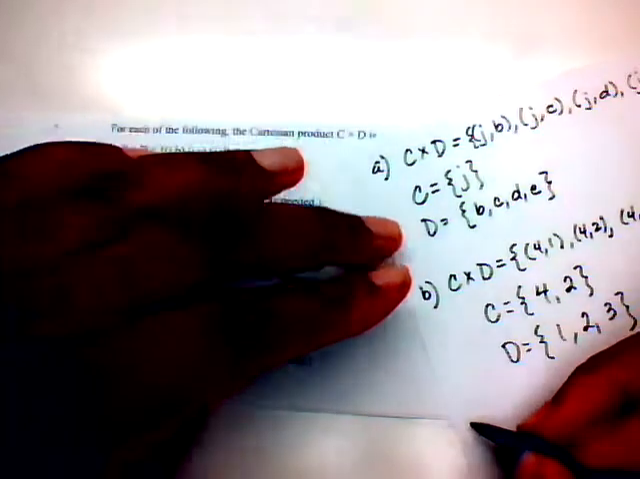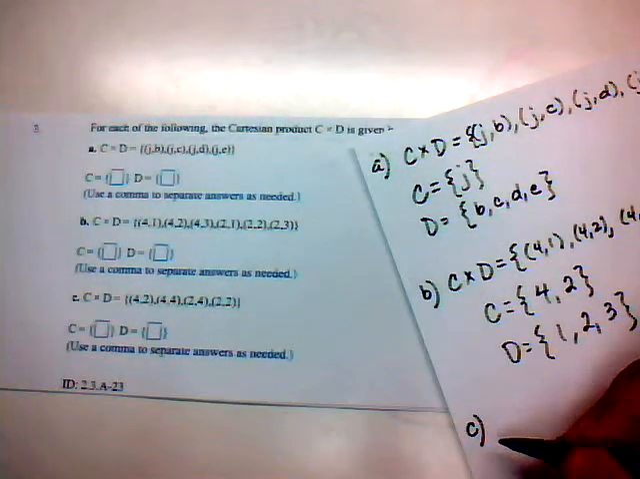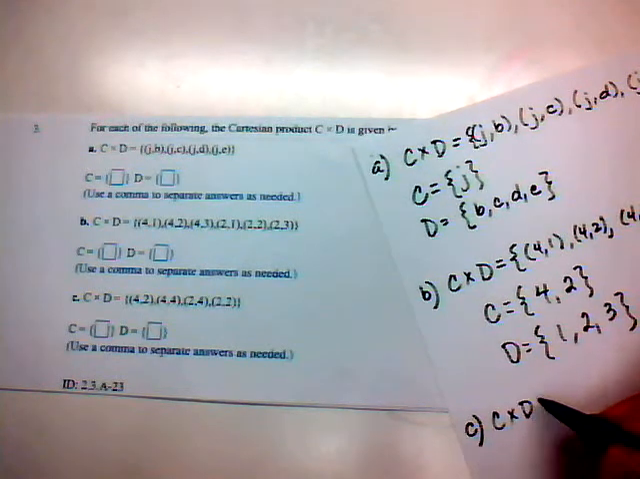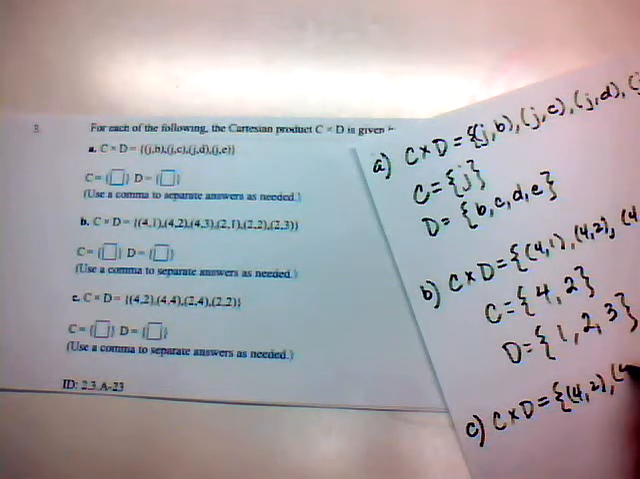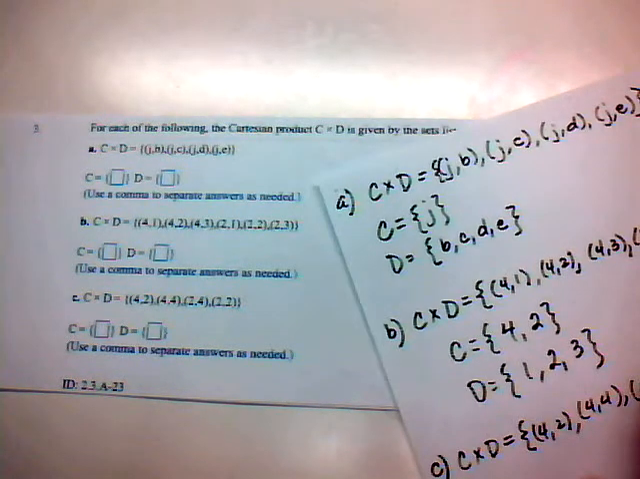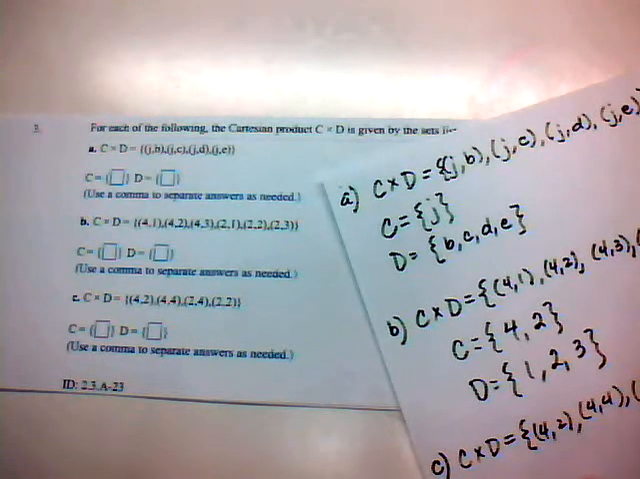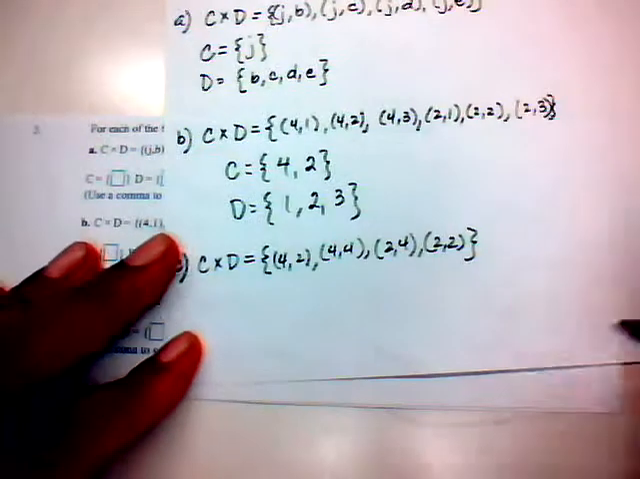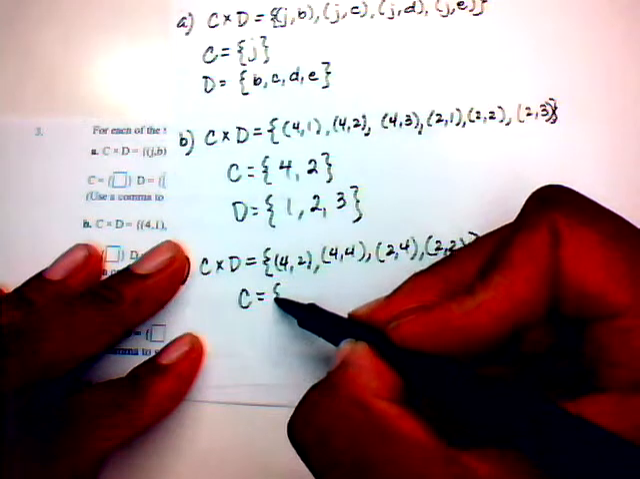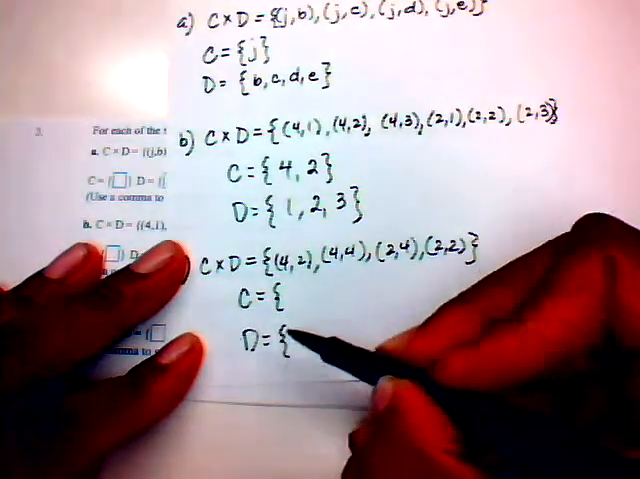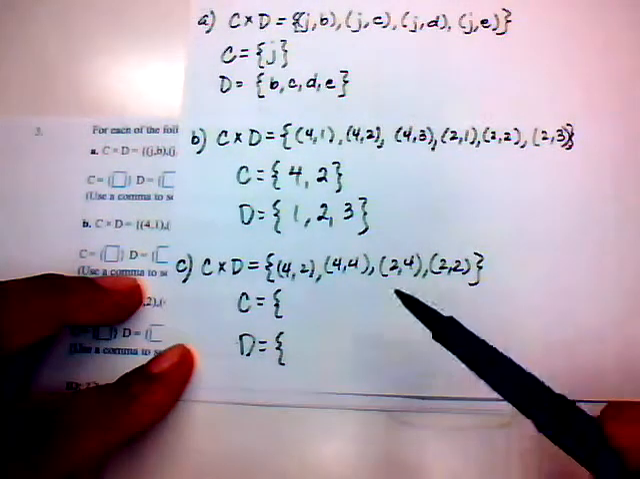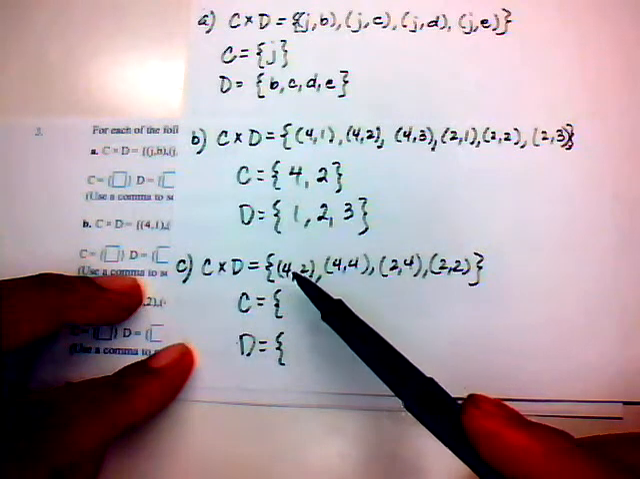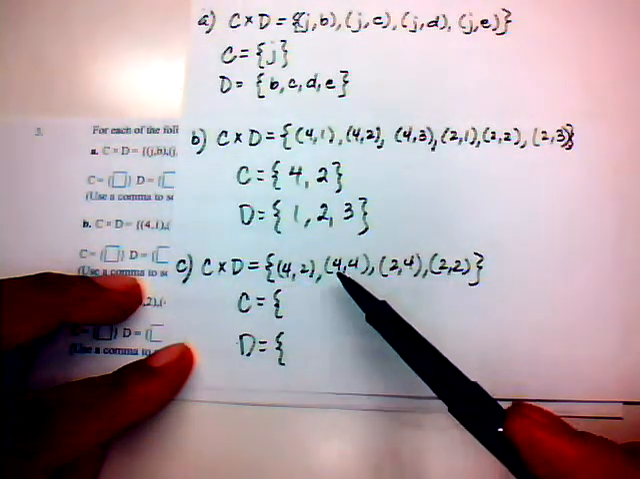And part C. C cross D had these elements: (4, 2), (4, 4), (2, 4), (2, 2). So we want to find out what elements belong to C and which elements belong to D. Well, C was crossed with D, so it has to be the first elements here. In this case, 4 and 2.